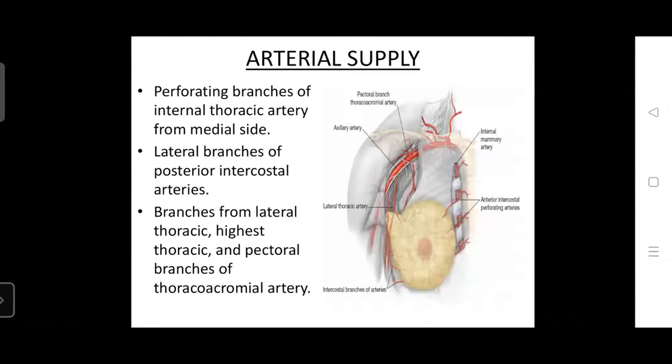Now coming to the arterial supply of the breast. The breast has many arterial supplies. The chief arterial supply of the breast is from the perforating branches of the internal thoracic artery from the medial side. The main perforating branches are the second and the third perforating branches. The breast also receives arterial supply from the lateral branches, which come from the posterior intercostal arteries. Apart from these two main sources, it also receives branches from the lateral thoracic, the highest thoracic, and the pectoral branches of the thoracoacromial artery, all of which are branches of the axillary artery.